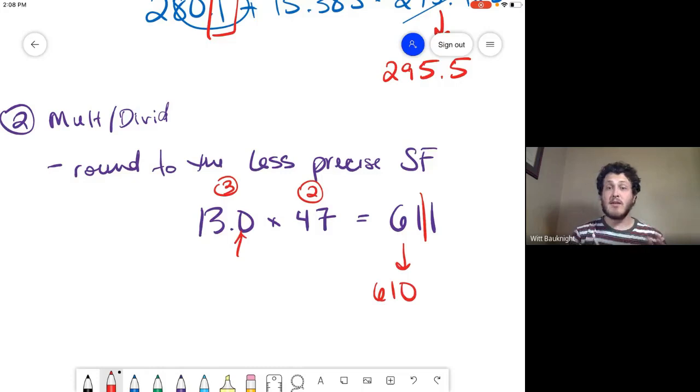It's important that you know this because many labs and exams will expect you to report your answers with correct sig figs.